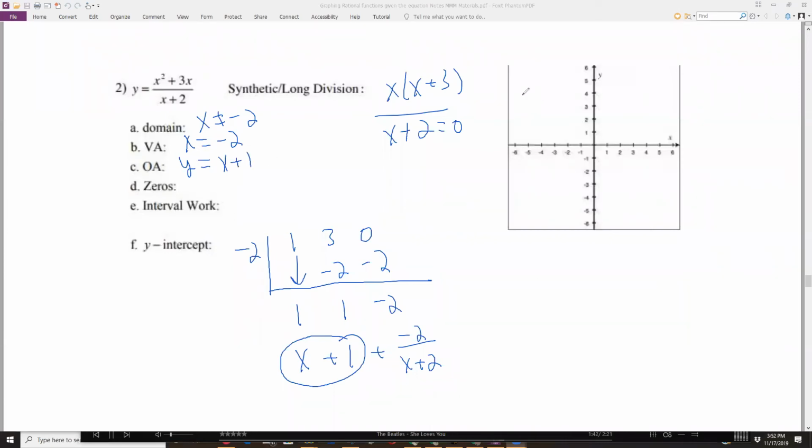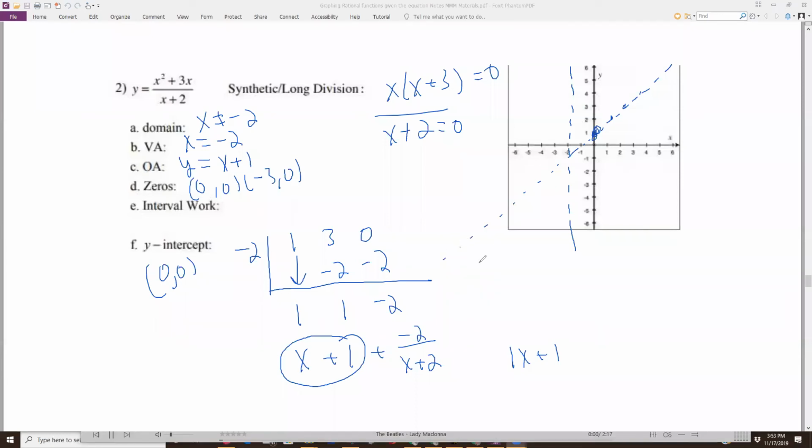So where does this graph equal 0? Well, the numerator equals 0, so it equals 0 at 0, 0 and at negative 3, 0. If we drop in 0, the y-intercept is also 0, 0. So let's do some sketching here. Let's see, negative 2 is the vertical asymptote. I've got a slant asymptote of x plus 1. Remember, this is 1x plus 1. So I'm going to start at 1. I'm going to go up 1 over 1, up 1 over 1, up 1 over 1. I'm going to draw this as a dotted line because it is an asymptote.